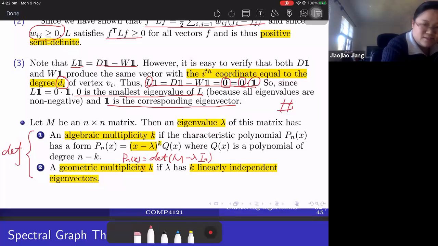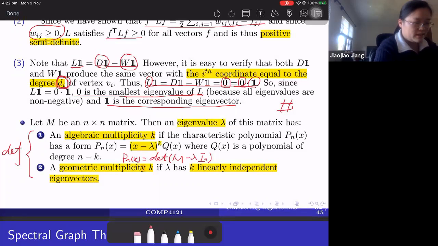Okay, I take that as a no. Actually, it is very easy to prove that D times 1 is equal to Di, and W times 1 is equal to Di, so I'll just skip it. So this proves our theorem, and then let's move on.